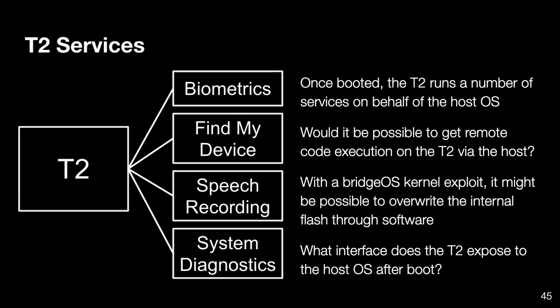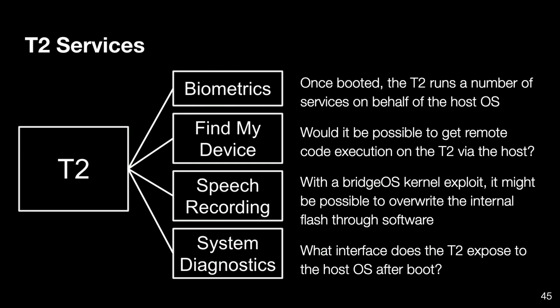Thanks, Mikhail. So the T2 chip runs a number of services on behalf of your Mac. These are things like biometrics, such as Touch ID, the Find My Device feature, which you may be more familiar with on your iPhone, speech recording for Siri, as well as system diagnostics functionality that we'll talk about a little bit later. And if it's possible to communicate with these services, it may be possible to exploit these services.